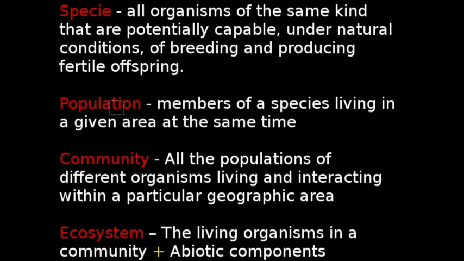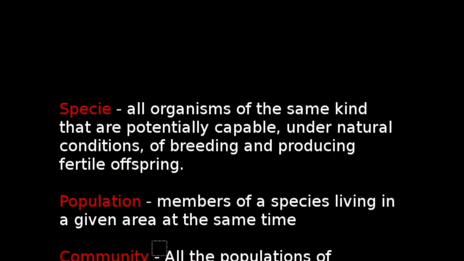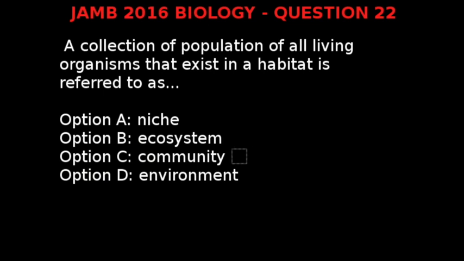All the population of different organisms living and interacting within a particular geographic area make up a biological community. The living organisms in a community, together with their non-living or abiotic environment, make up an ecosystem. Niche in ecology refers to the role of an organism in a particular habitat. So from our options here, the correct answer will be option C, community, which is the population of different organisms living and interacting within a particular geographic area.